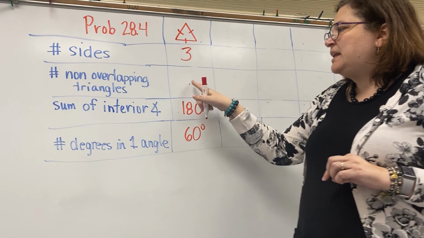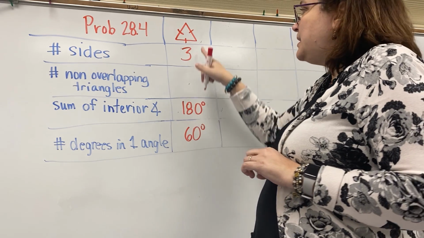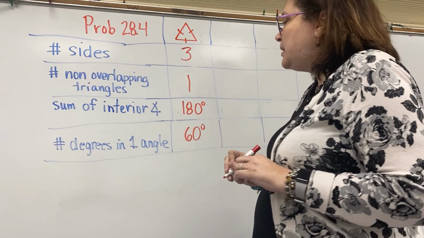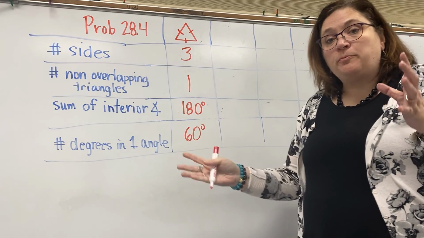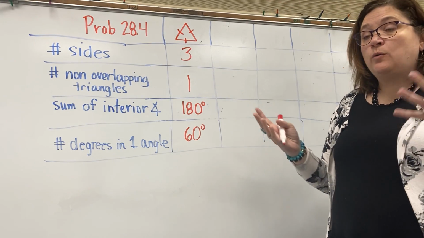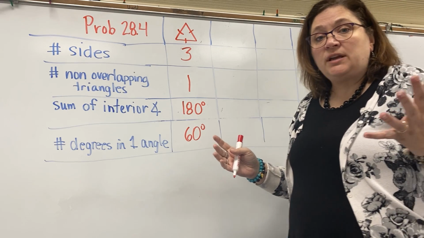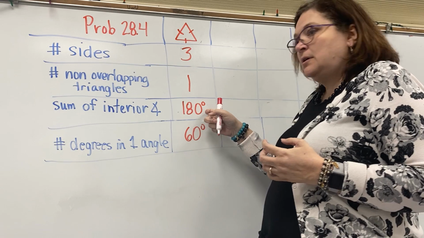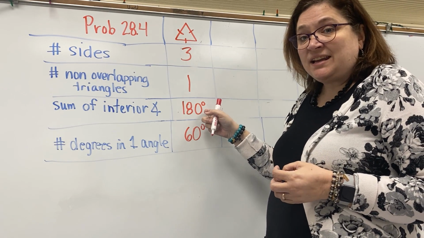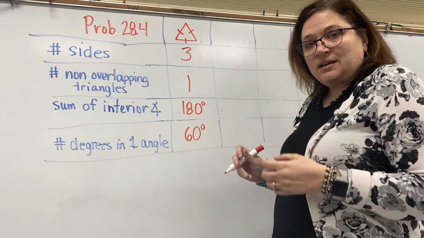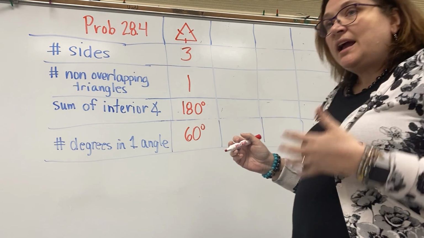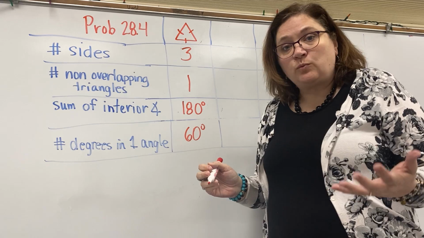Now, how many non-overlapping triangles are in here? Well, it is a triangle. There's only one. And why is this important? Well, if we have a figure made up of triangles and we know each triangle is 180 degrees, then we can just add up the number of triangles, add up the number of 180s, and that gives us the total number of degrees.